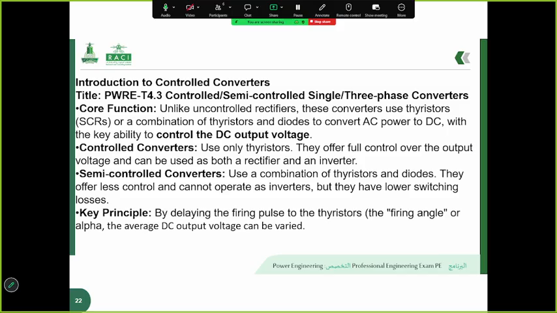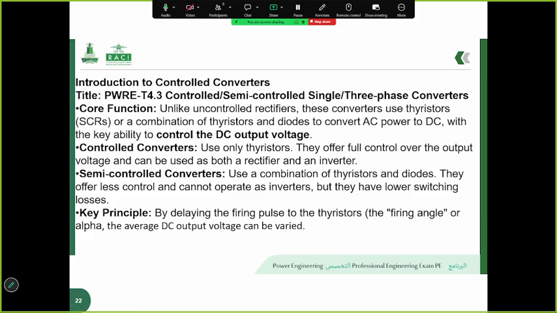When the output voltage is positive, the converter operates as a rectifier, converting AC power to DC. When the firing angle is delayed to be greater than 90 degrees, the output voltage becomes negative, allowing the converter to operate as an inverter, sending power back from the DC side to the AC source. So this bidirectional capability is essential for applications like DC motor drives with regenerative braking.